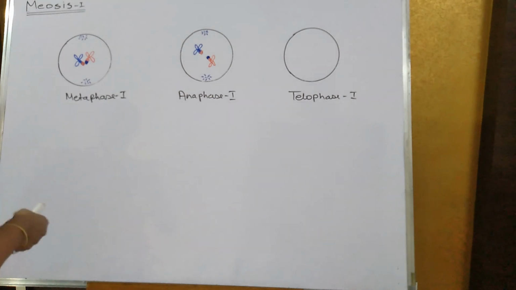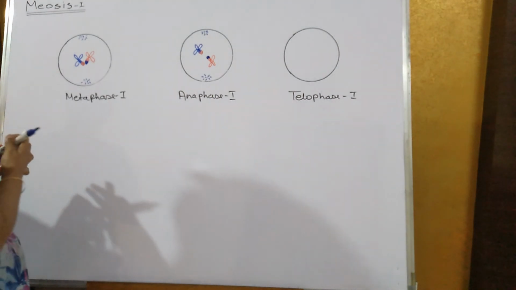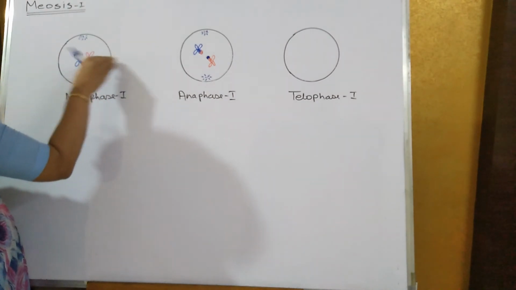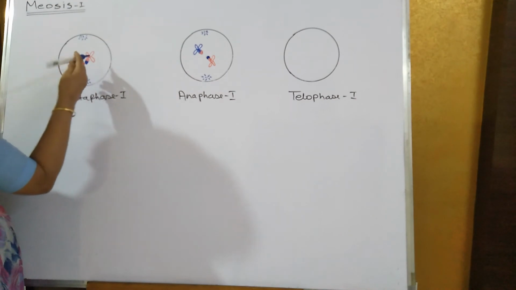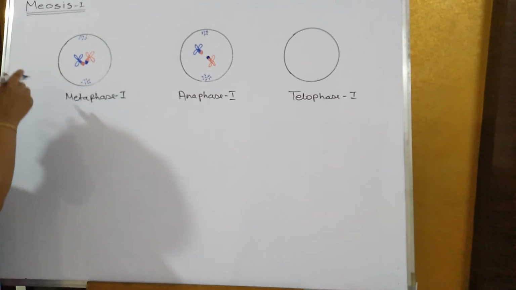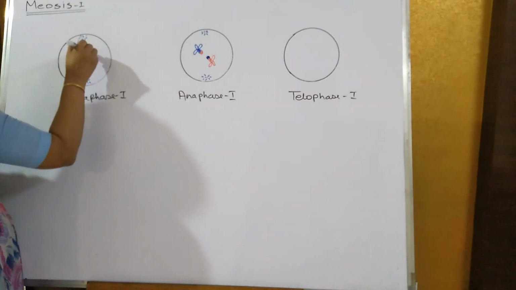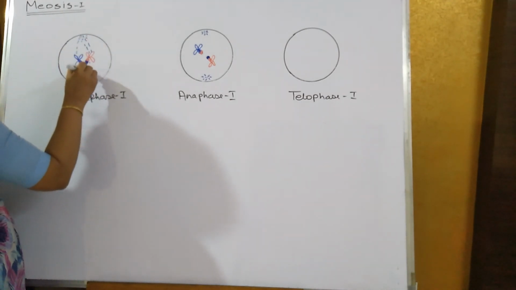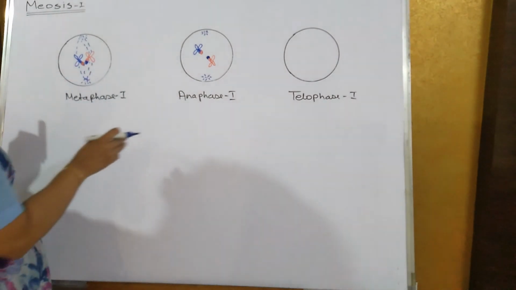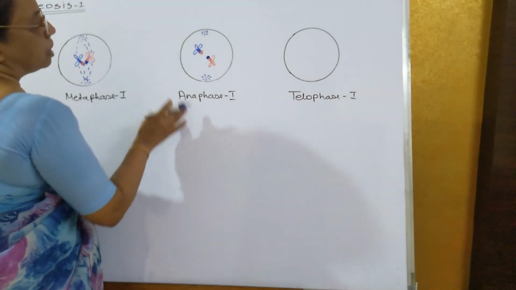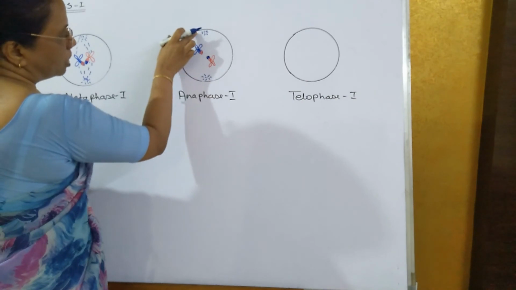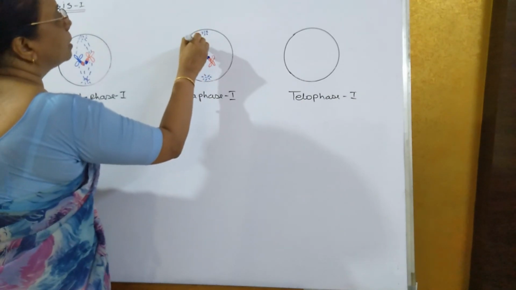Now next after prophase 1 is metaphase 1. In metaphase 1, the chromosomes arrange themselves in the equatorial plane, but they are still attached at the tips, and they are connected to each other by the spindle fibers. Now anaphase 1 is very important. Here the two chromosomes get separated, and one chromosome moves to this pole and the other chromosome moves to this pole.